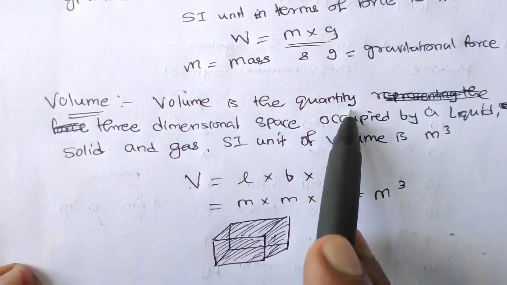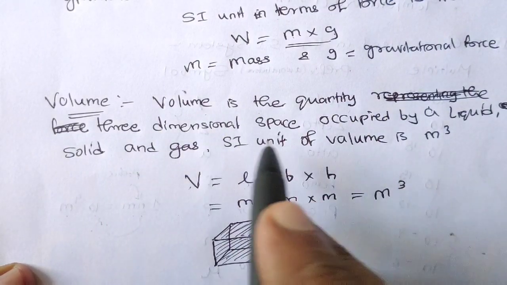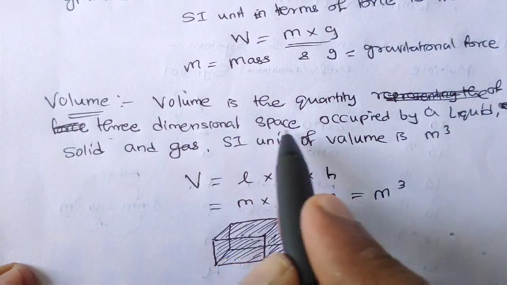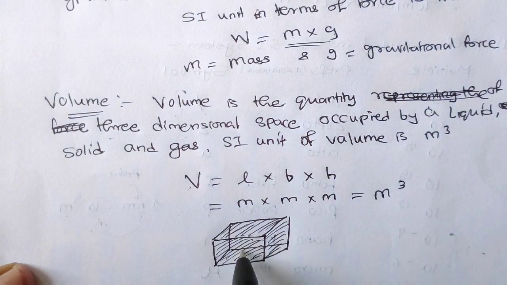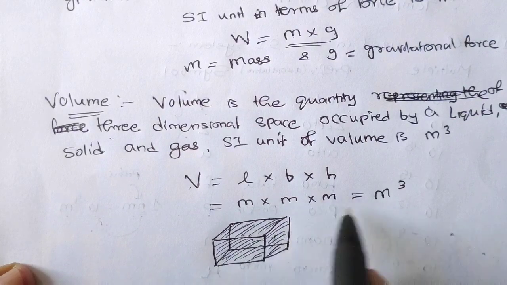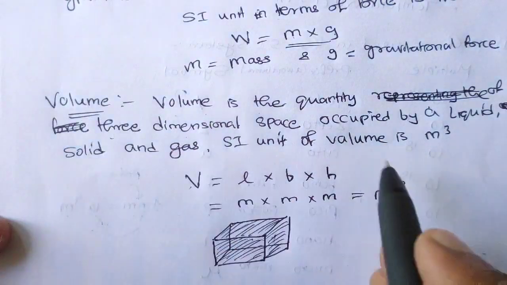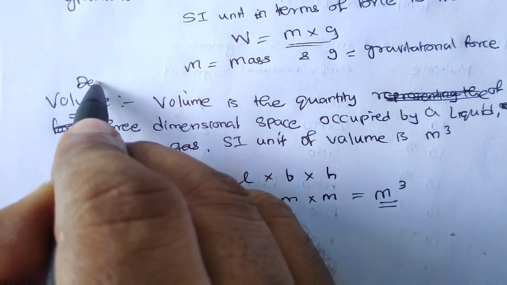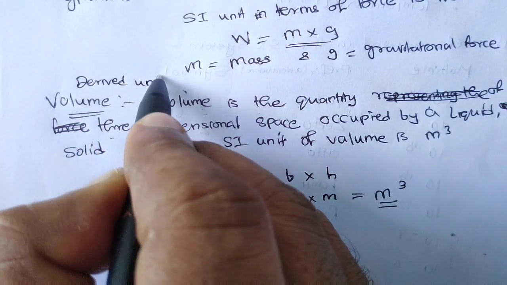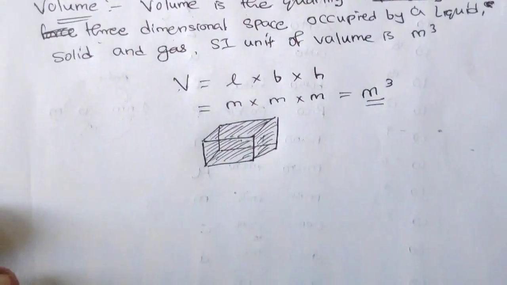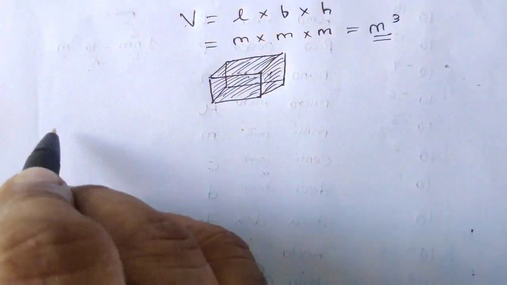You can see volume is a quantity of three-dimensional space occupied by a liquid, solid and gas. This is the entity enclosed in this, okay? So that is volume, and its SI unit is meter cube. Understood? So now the next part, volume we can say is a derived unit. From basic units, derived unit, what we say. Clear? Now we are going to talk about density.